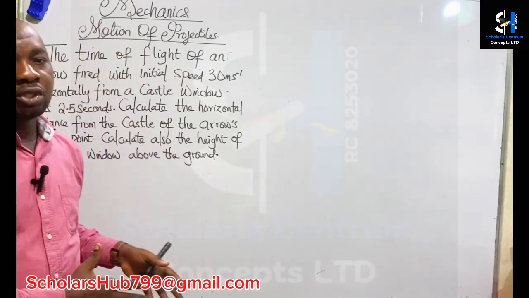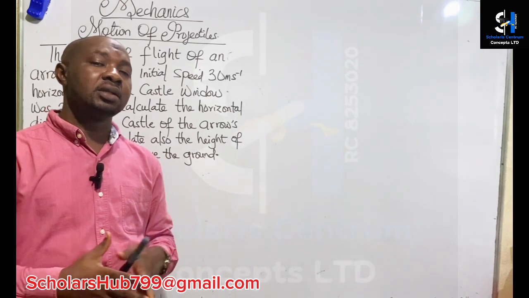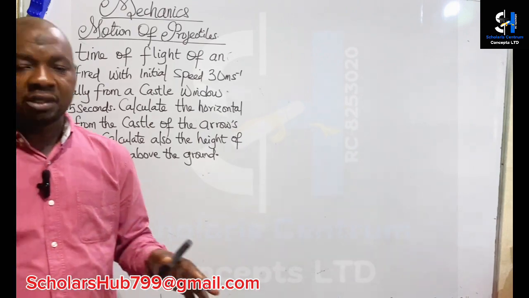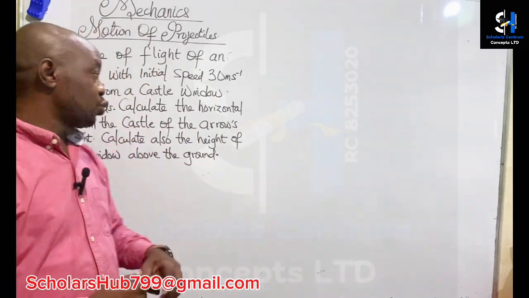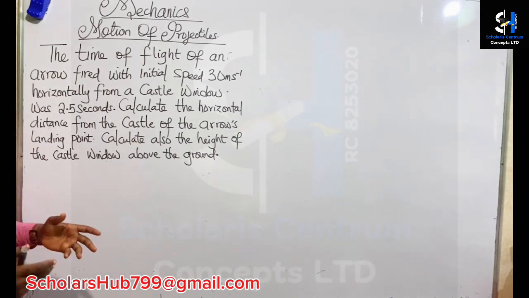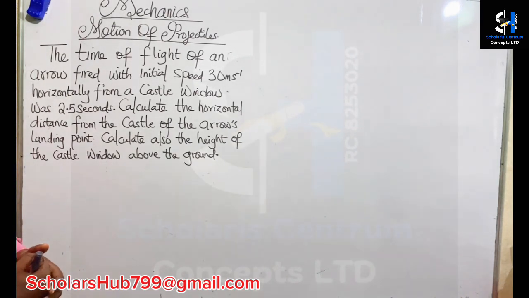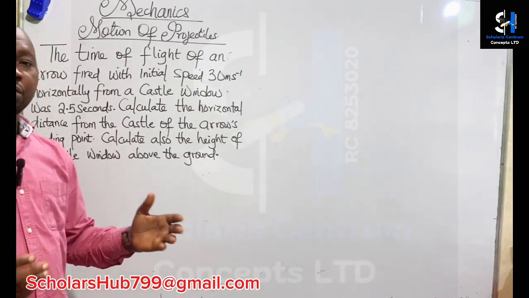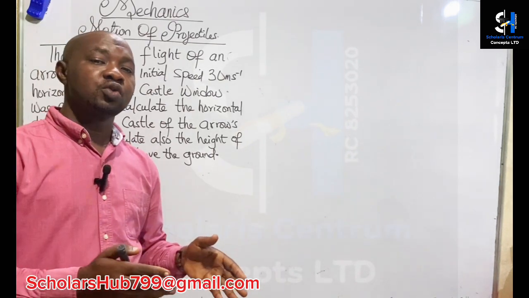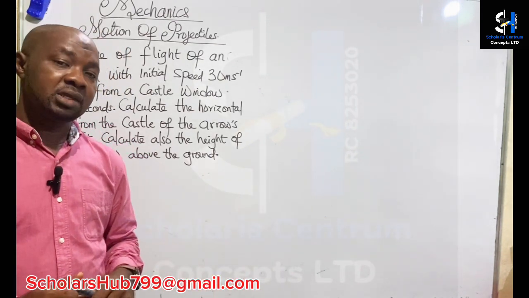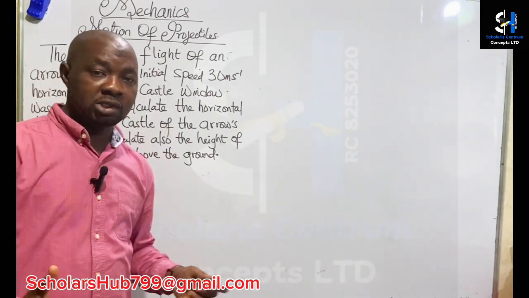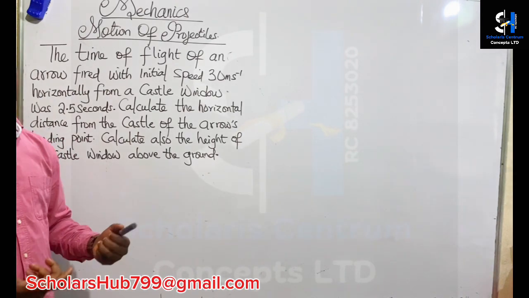In this question we're going to apply one of the equations of motion under gravity, and that's what we are going to use to calculate the height of the castle window above the ground. But when it comes to the horizontal distance, we know that velocity measures distance over time, so distance will be equal to velocity multiplied by time. The velocity in this case is the horizontal velocity, because the arrow is fired horizontally.